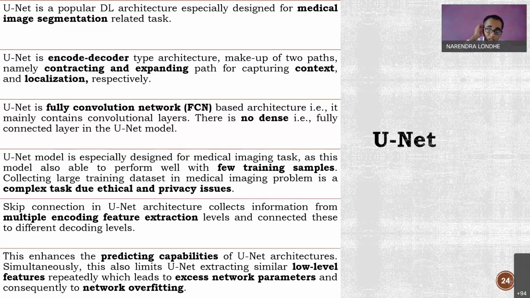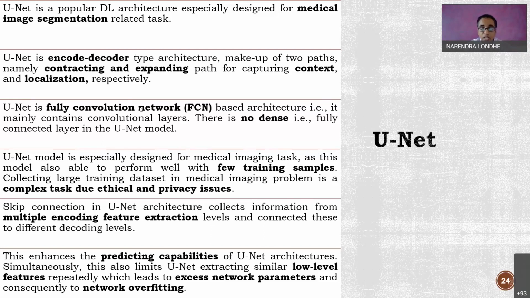Then there is one thing that we have to understand. It is a fully convolutional network. Fully convolutional in the sense that there will be multiple convolution stages, and only convolution will be happening throughout the network. There will be no other task involved. It will be majorly a feature extraction process, right?